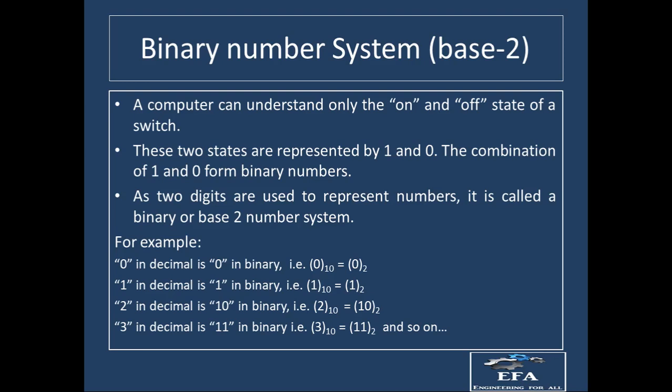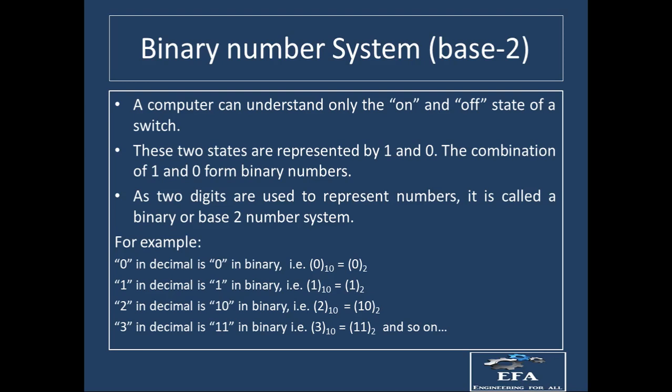Now when we talk about the binary number system, this actually represents nothing but the on and off state of the computer or the switch. The on state is represented by 1, and the off state is represented by a 0. So on and off states are represented by zeros and ones in digital systems, and the combination of 1 and 0 forms the binary numbers. As two digits are used to represent a number, it is called the binary or base 2 number system.